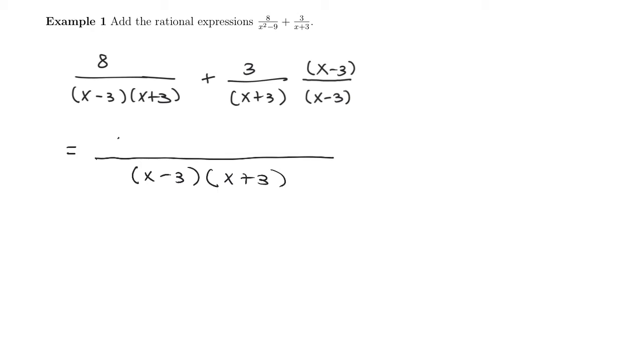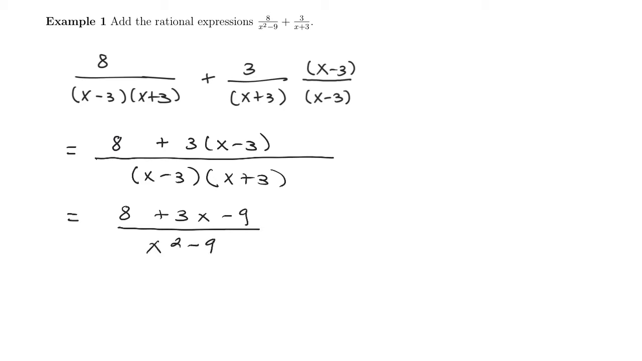For the first fraction, I didn't do anything. But for my second fraction, I'm multiplying 3 and x minus 3. To complete this problem, I'm just going to distribute the 3, combine some like terms, and I'll pretty much be done. I have 8, I have 3x minus 9, and I'll write the denominator as x squared minus 9. So now I have 3x minus 1 over x squared minus 9, and there it is. I combine these into one fraction. There's no common factors to cancel, and this is what it is to add two rational expressions.